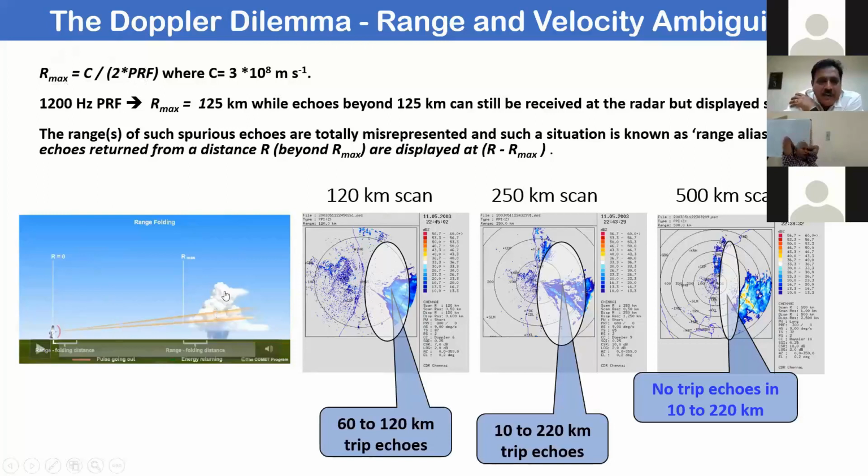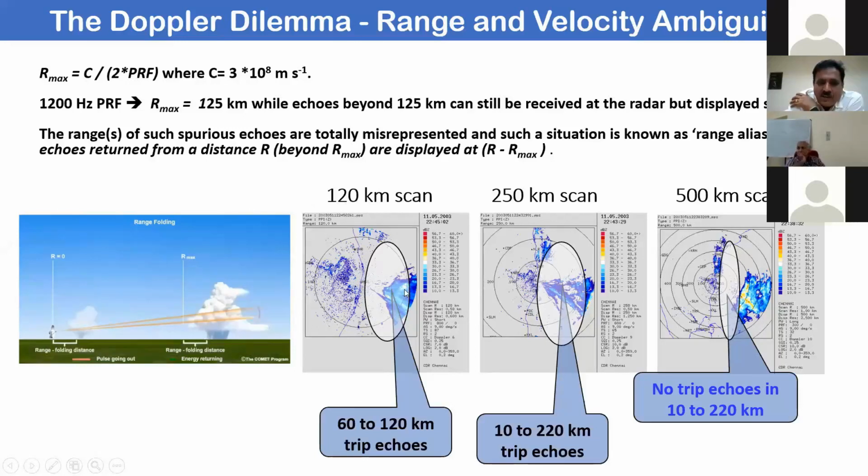If the cloud is within this R max, then you don't have any issue. But if there is strong precipitation beyond R max, then what happens? You can see it in this picture. The pulse is going, and the echo is coming from here, but by the time, you have sent the second pulse also. So you don't know exactly whether the information you are getting from this cloud is coming from the first pulse or from the second pulse. That is the problem you face here. For example, in this case, when you fix R max at 120 kilometers, you see these echoes here, but they are not the real echoes.